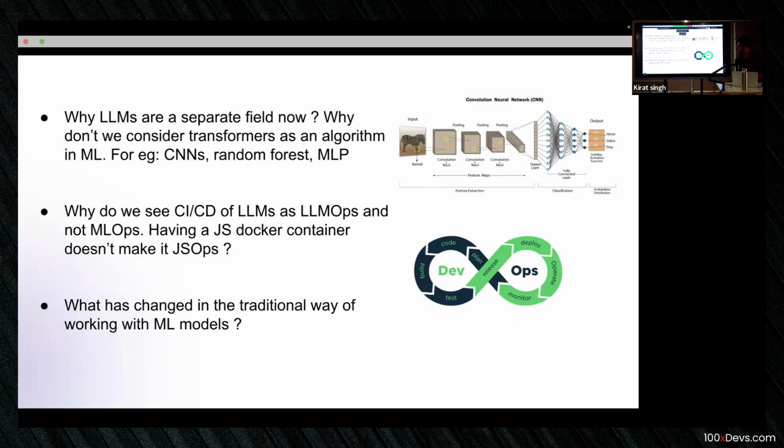Okay, the third is, what has changed in the traditional way of working with ML models? Can anyone answer this one? Is there something that has changed fundamentally? Has anyone worked with any previous ML models? You must have used CNNs for object detection, right?